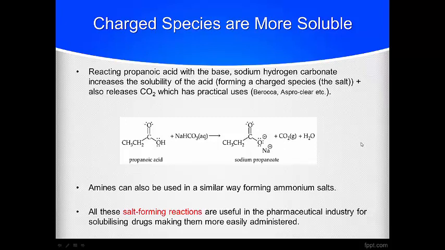So amines can also be used in a similar way, forming ammonium salts. Okay, and we'll talk a little bit more about our nitrogens in topic 1.5. And all these salt-forming reactions are useful in the pharmaceutical industry for solubilizing drugs to make them more easily administered, such as Barocca and Aspirin Clear.